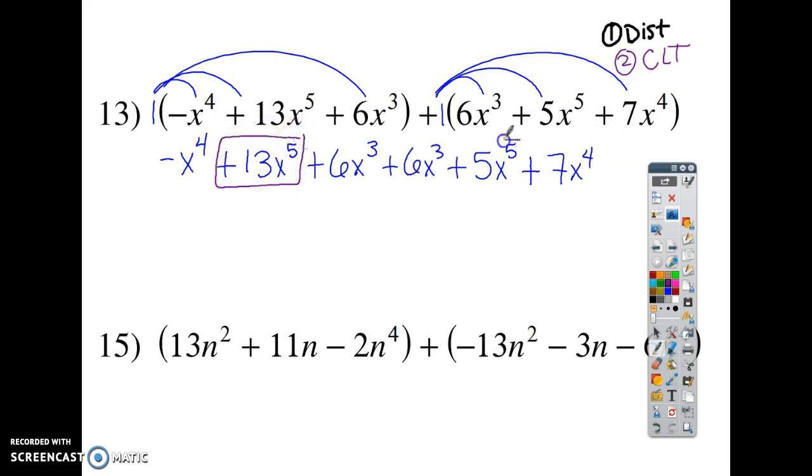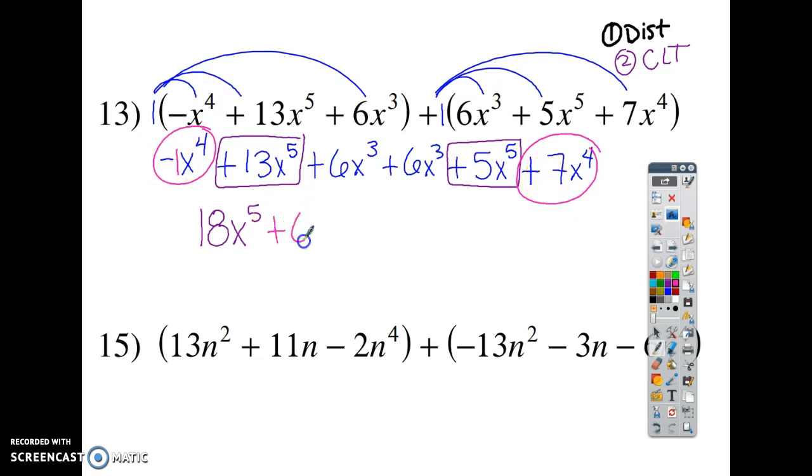I have this one, and I have this one. So you're going to add them. 13 plus 5 is 18, positive 18, x to the 5th power. Then we're going to do the ones to the 4th power. So this is a negative 1 and a positive 7. You can put that in the calculator. Negative 1 plus 7 is a positive 6, and they have x to the 4th power.